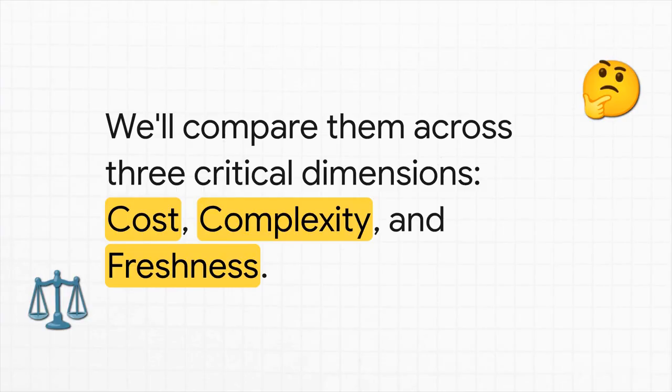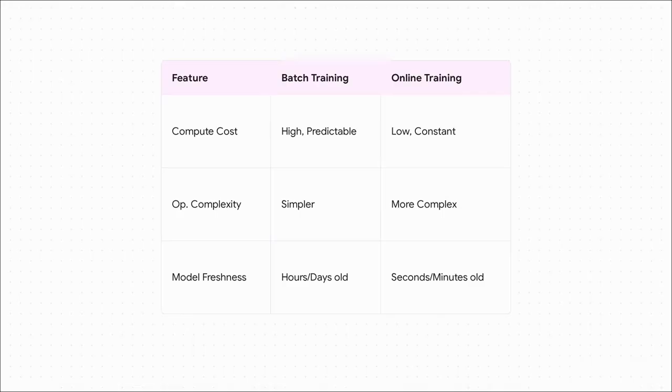How much is this going to cost? How hard is it to build and manage? And of course, how up-to-date is the model going to be? Okay, this slide really lays out the whole story. Let's start with compute cost. Batch training, it can be expensive, but it's predictable. You're spinning up a ton of resources, but it's on a set schedule, like every Sunday night at 2 a.m.